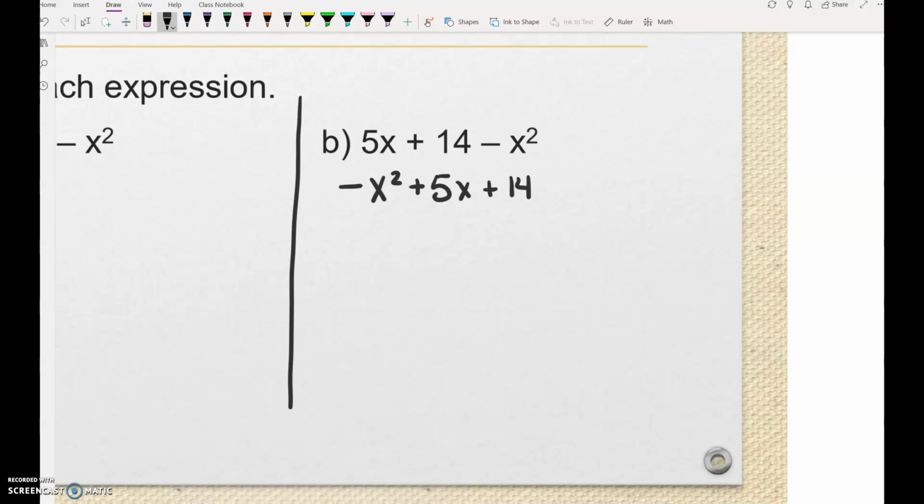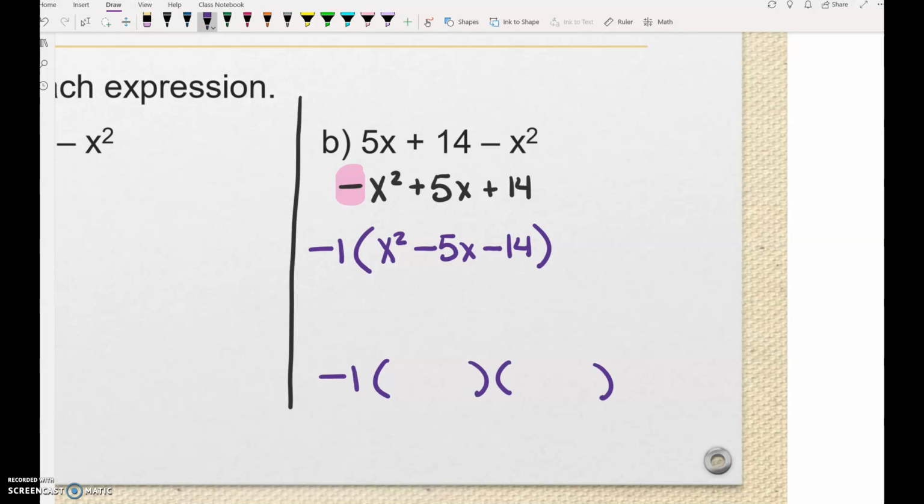Once we have it rearranged, do you see another problem? There's a negative in front of the x squared. So our first step is going to be to factor out a -1. So divide all three terms by -1. That will give us positive x squared minus 5x minus 14. This means that once we get our answer, we're going to have -1 and then the two sets of parentheses. You have to remember to drop that -1 down.